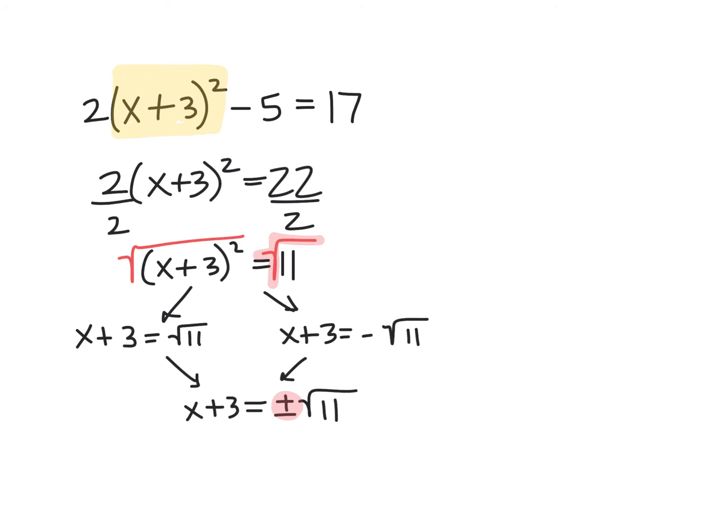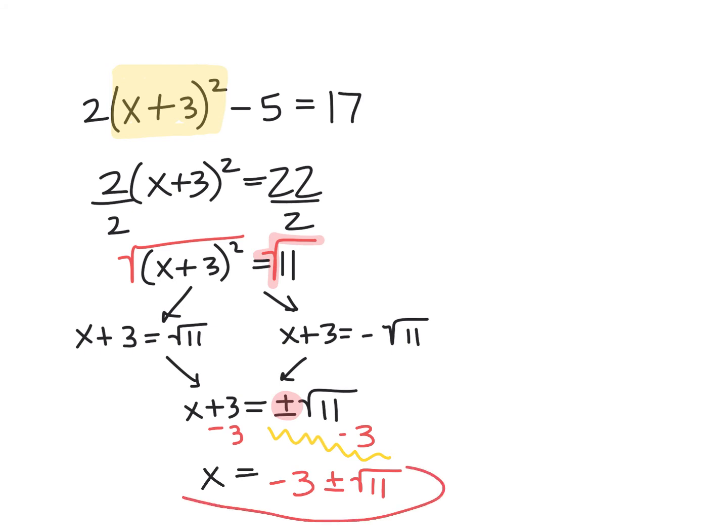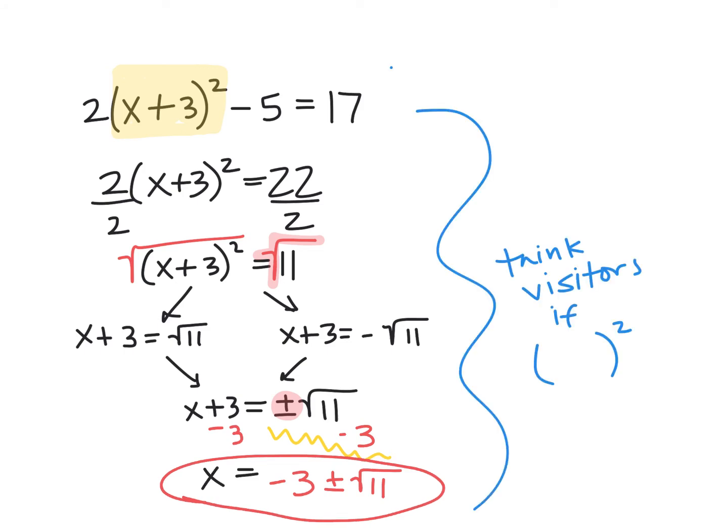And now all I have left to do to isolate x is to subtract 3 from both sides. So that's going to leave me with x equals, and the reminder I'm going to give you here is to think about what it looked like when we wrote the quadratic formula. If I have the square root of 11 and a negative 3, and I'm writing that with the quadratic formula, the negative 3 would come first, and then the plus or minus square root number would come at the back. Remember, that should remind you of the format for the quadratic formula. So that is my answer to this problem. And you could maybe just add this note to think visitors if you have parentheses squared.